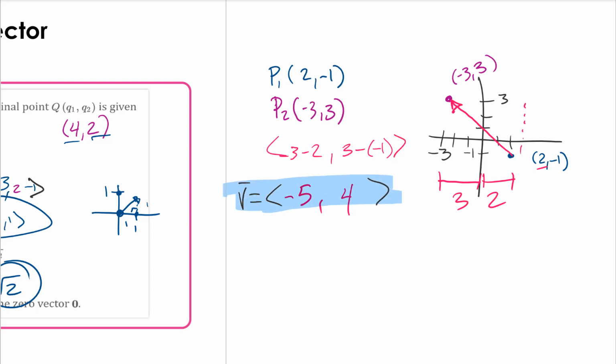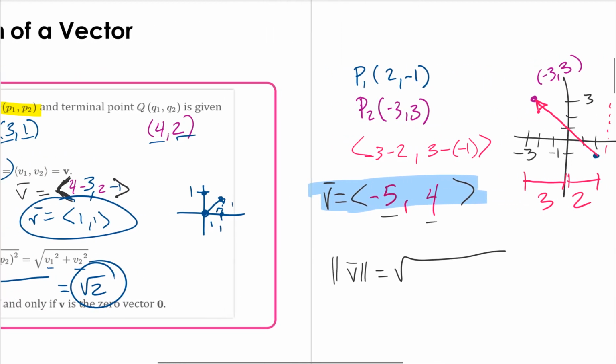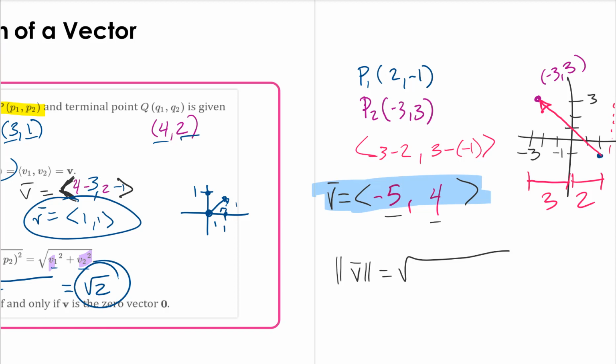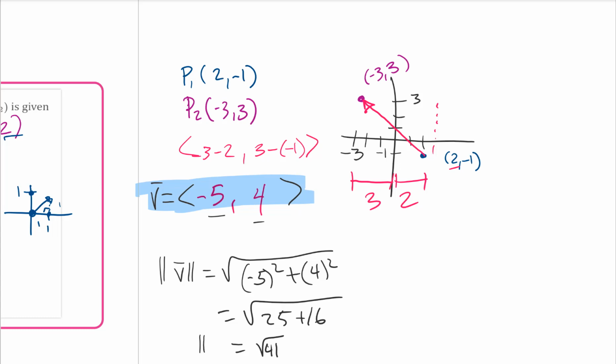So there it is. Now let's figure out how long is this vector. And that's our magnitude. Once we have our vector, we just square up our components. What do they keep calling this? V1 and V2. Keep calling this from your text, V1 and V2. Call it A and B, call it whatever you want, but make sure you know what you're doing. So we're going to take our negative 5, we're going to square it up. We're going to take our 4, we'll square that up. And we're going to get 25 plus 16? And I believe that's root 41. So let's leave that alone.